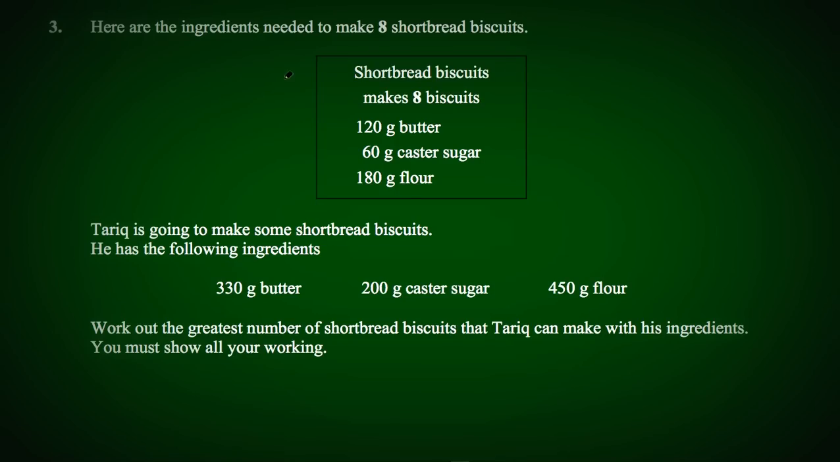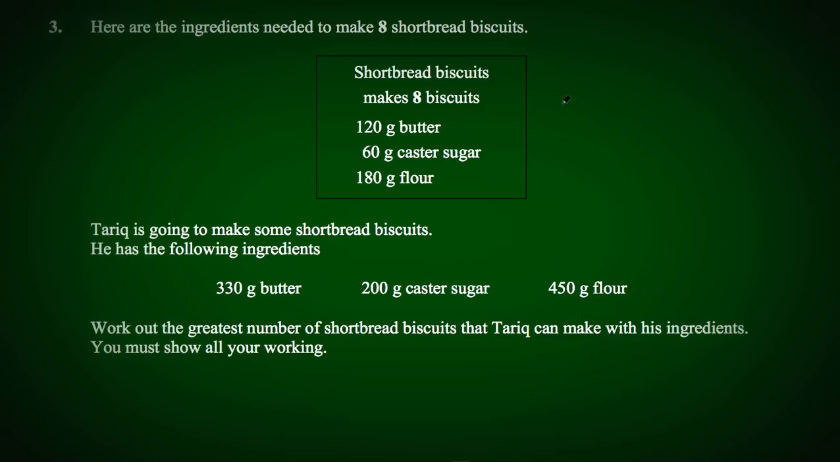Question 3. Here are the ingredients needed to make 8 shortbread biscuits. 120 grams of butter, 60 grams of caster sugar, and 180 grams of flour. Tarek is going to make some shortbread biscuits. He has the following ingredients: 330 grams of butter, 200 grams of caster sugar, and 450 grams of flour. Work out the greatest number of shortbread biscuits that Tarek can make with his ingredients. You must show all your working. When I look at this, first thing is to see which is the limiting ingredient, because one of these is going to limit how many he can make.